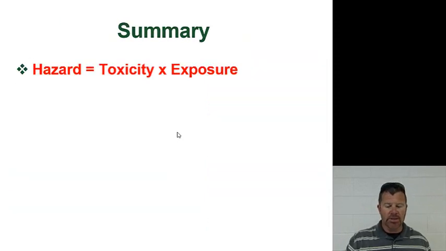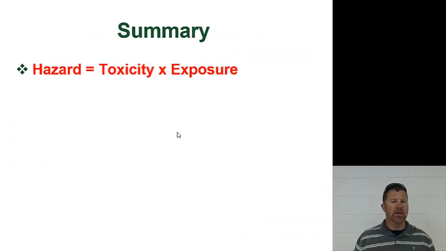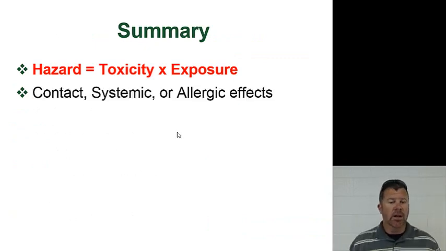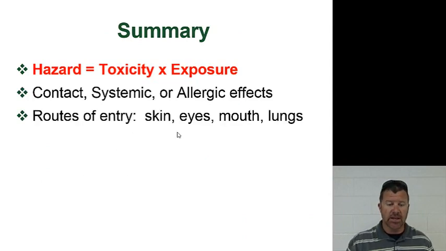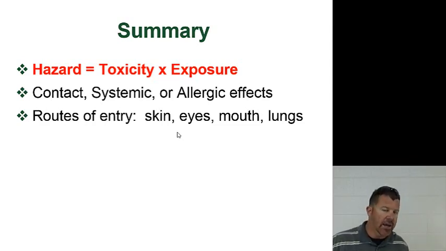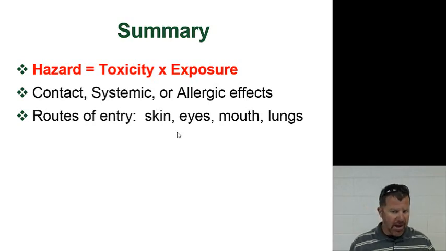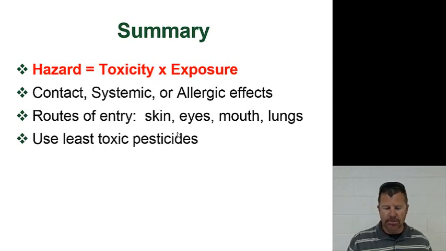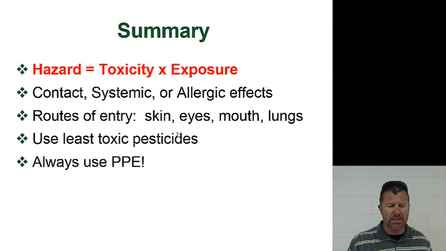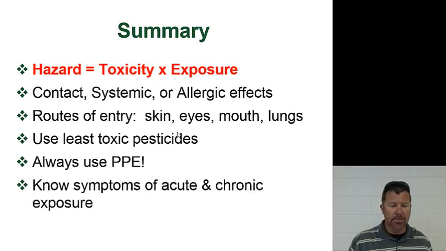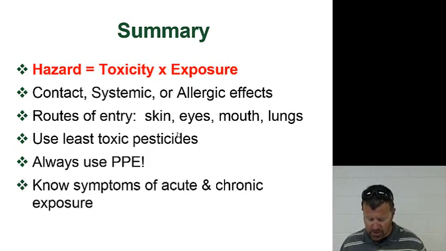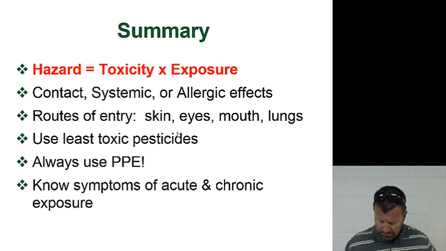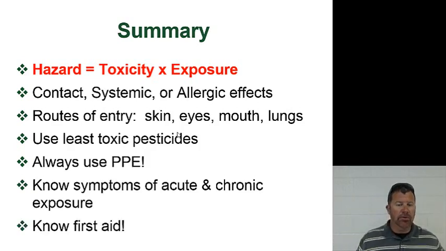All right, in summary, hazard is the same thing as toxicity times exposure. We have contact, systemic, or allergic effects. Routes of entry: skin, eyes, mouth, and lungs. Skin is also called dermal. You may even hear eye exposure called ocular. Mouth, oral. Lungs, inhalation. Use least toxic pesticides. Always use PPE. Know the symptoms of acute and chronic exposure. And know your first aid.